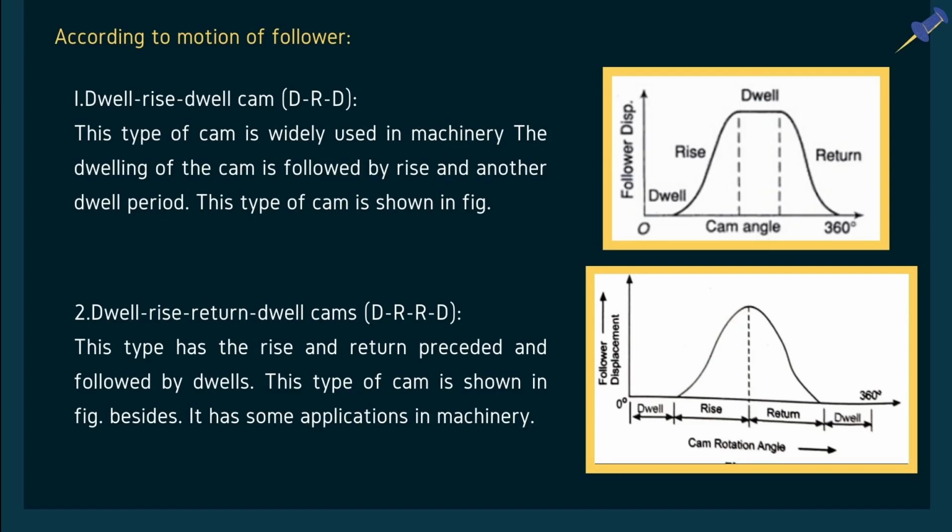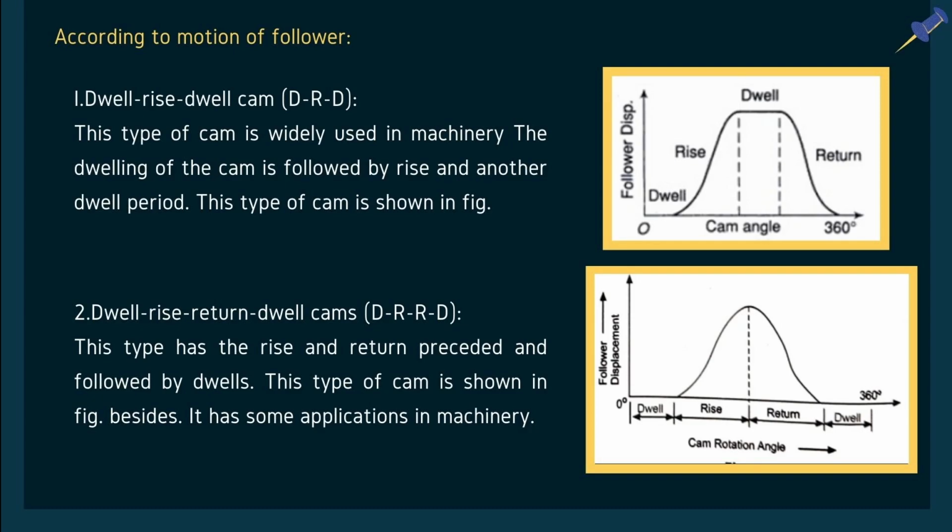In first type, you can see the graph. The x-axis shows the cam angle and the y-axis shows the follower's displacement. The dwelling of the cam is followed by the rise and another dwell period. Next one is DRRD cam. Here again x-axis shows the cam angle and y-axis shows the displacement of the follower. This type has the rise and return preceded and followed by dwells.